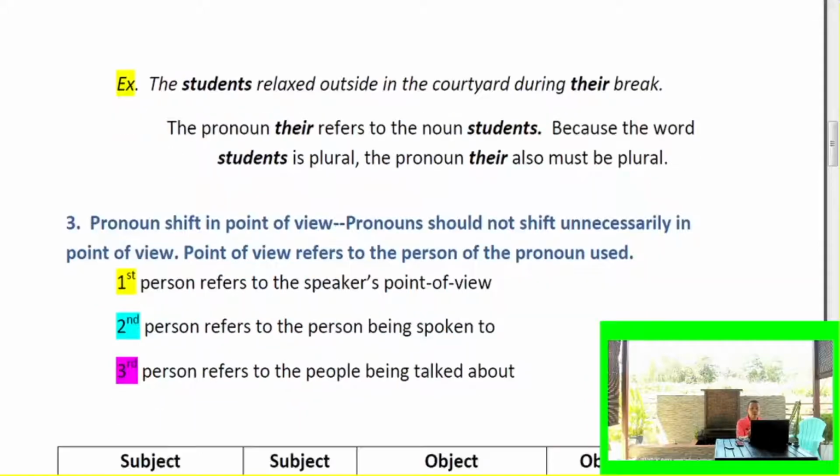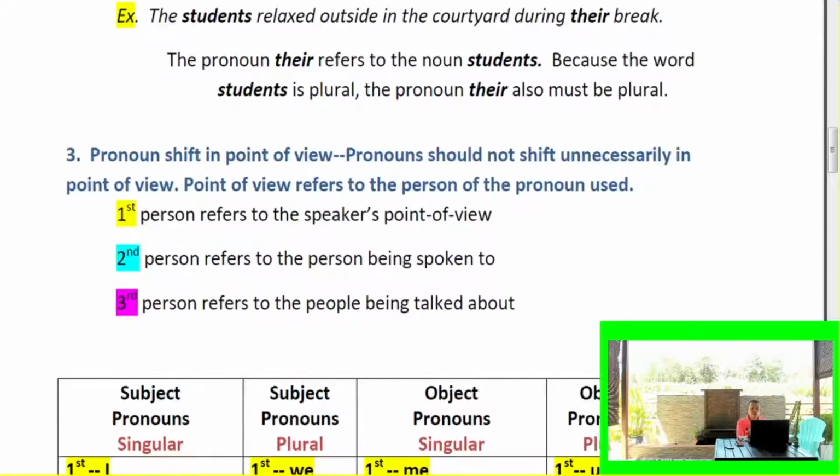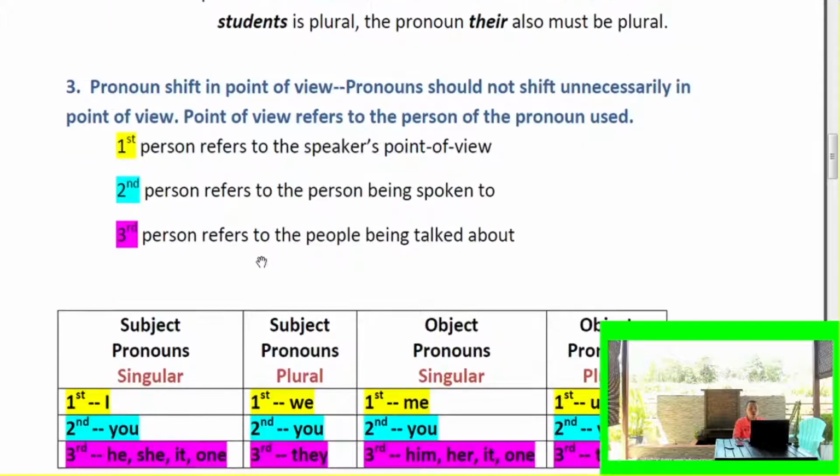So, what are pronoun references here? Okay, the first person refers to the speaker, the point of view. The second person refers to the person being spoken to. The third person refers to the people being talked about. So, for a clearer explanation, you can see this table.